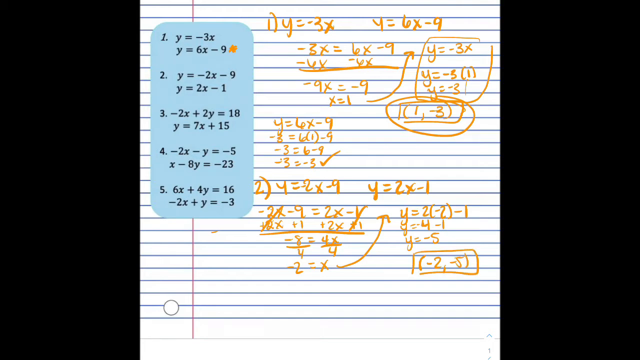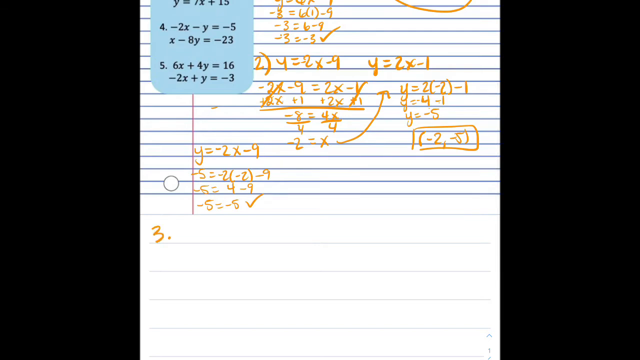Let's double check that. Okay, so I'm going to plug that back in and test it out. I'm going to plug it back into that first equation, y equals negative 2x minus 9. So we have negative 5 equals negative 2 times negative 2 minus 9. So negative 5 equals positive 4 minus 9. So negative 5 equals negative 5, and it works out.